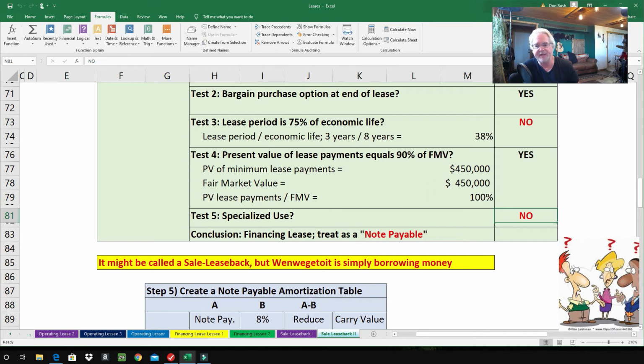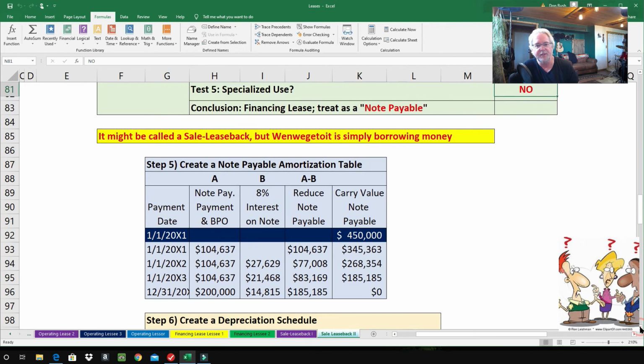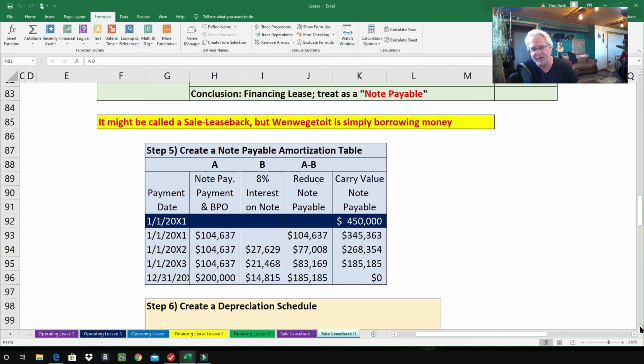In reality, the truck is not really changing hands. So when we get to construction, it's going to keep the truck on their books. They're going to keep the accumulated depreciation on their books. They're just borrowing money is what they're doing. So here we are. We have to create an amortization table, folks. We always do with these leases.